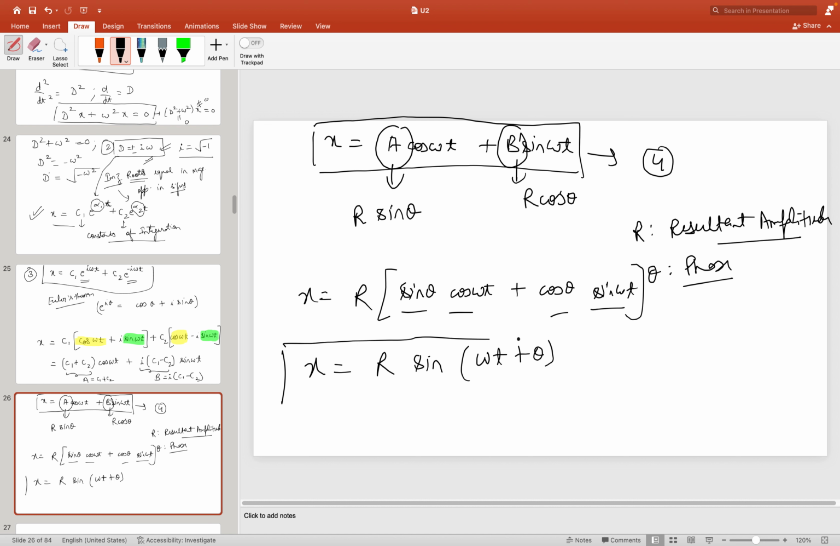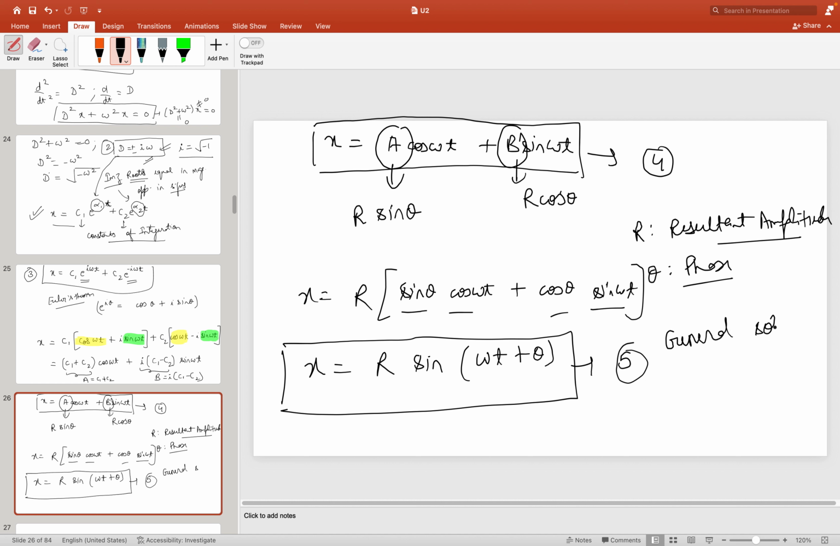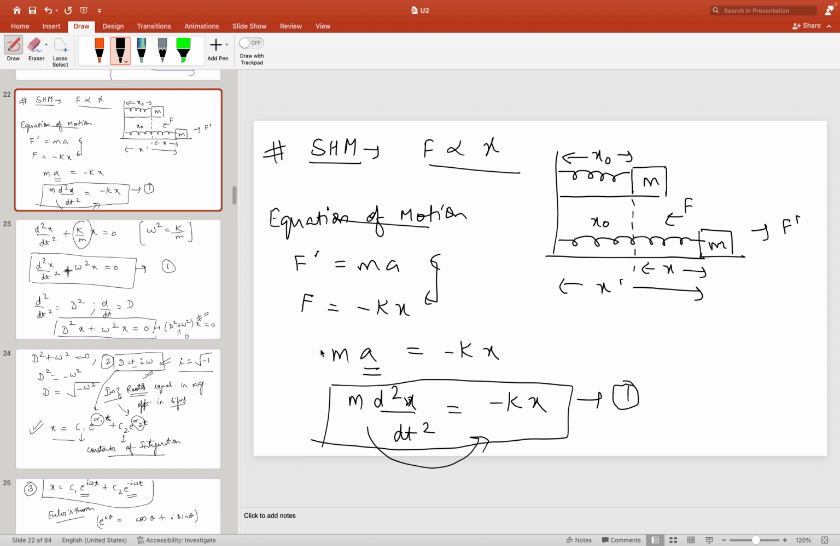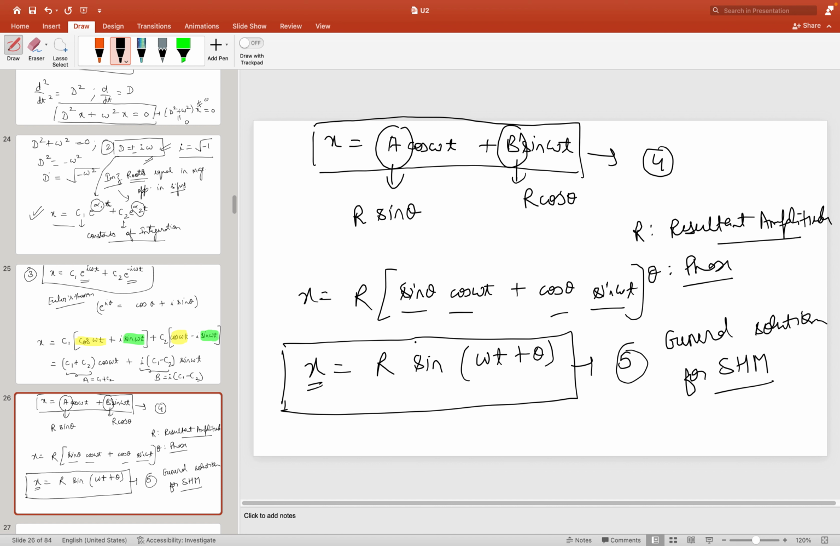Again we have reached this particular equation. This is the equation for simple harmonic motion, you can say the general solution for simple harmonic motion, SHM. But now we are considering this particular x value. What was the x value? It was the displacement which was produced on application of some external force. What was the stretch which was produced in the spring mass system? So we are considering this particular x value.